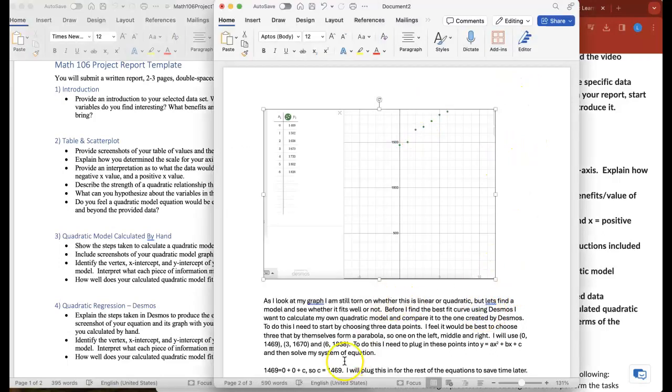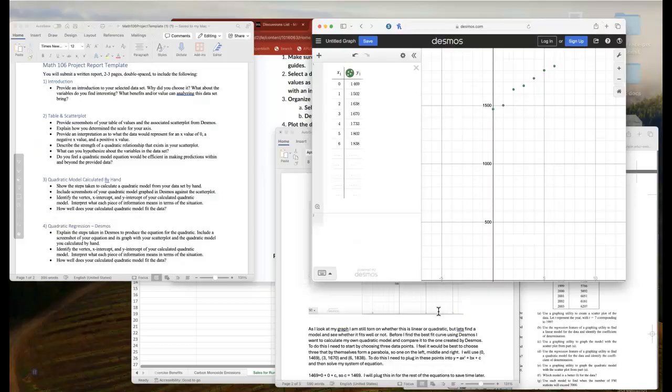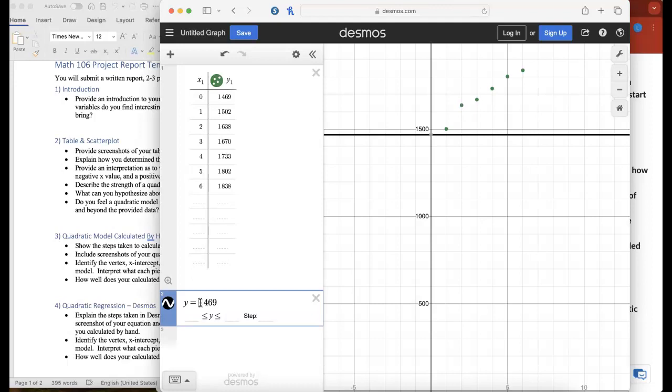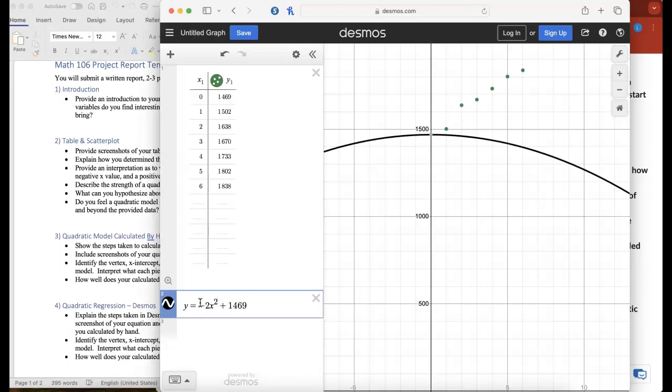I'm just going to make up an answer here. This is 1469. So now you can go back here and you can create an equation. So I know that c is 1469, but I just have to create the rest of it. I think this looks like it goes upside down. So I'm going to put negative, I'm seriously making this up, plus 0.5x plus this. That's really bad. It doesn't even look close at all.